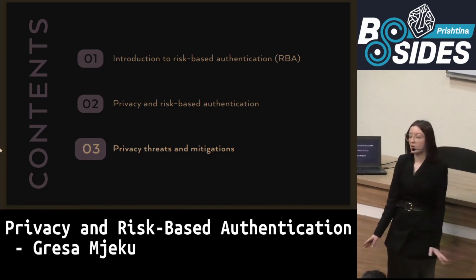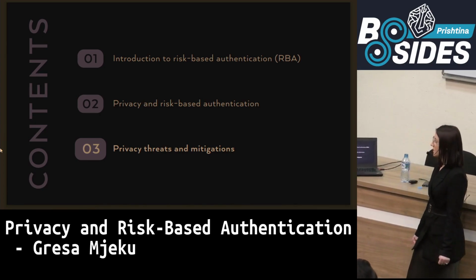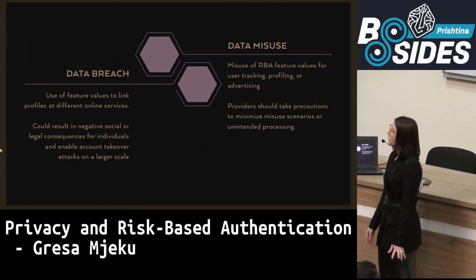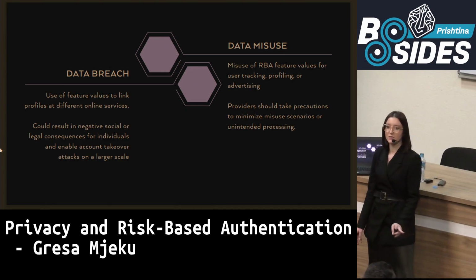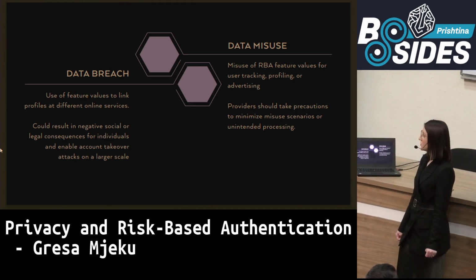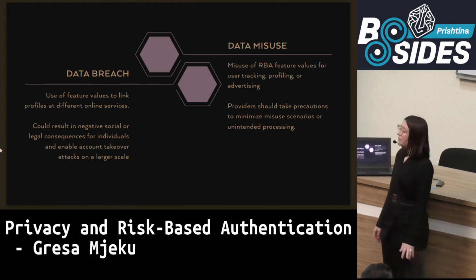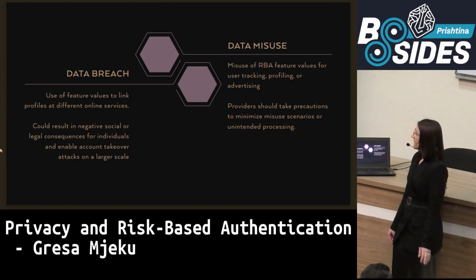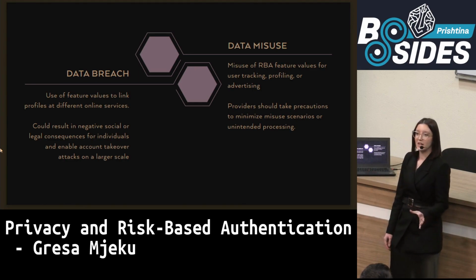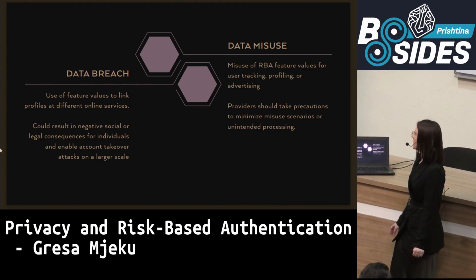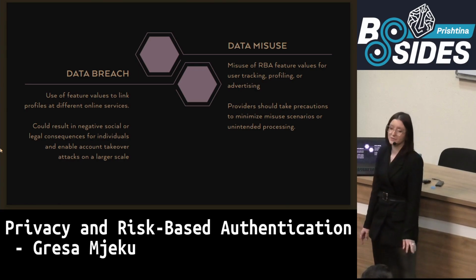Coming to the last part, I will present the privacy threats and mitigations. Two common threats that we see related to the RBA context are data misuse and data breach. A misuse of RBA feature values is when we use the feature values for other purposes rather than calculating the risk score, typically for user tracking, profiling, or advertising.